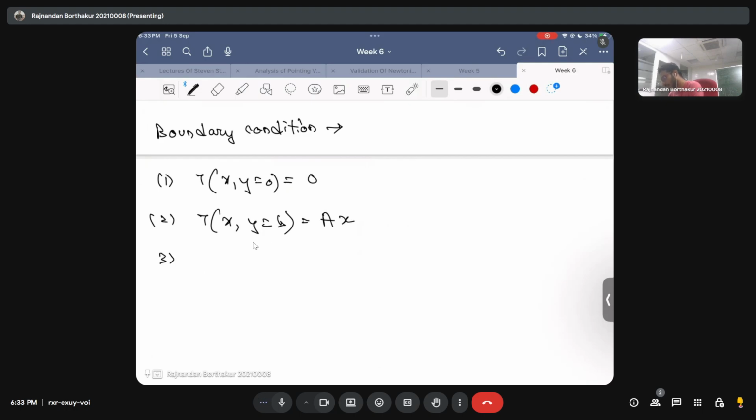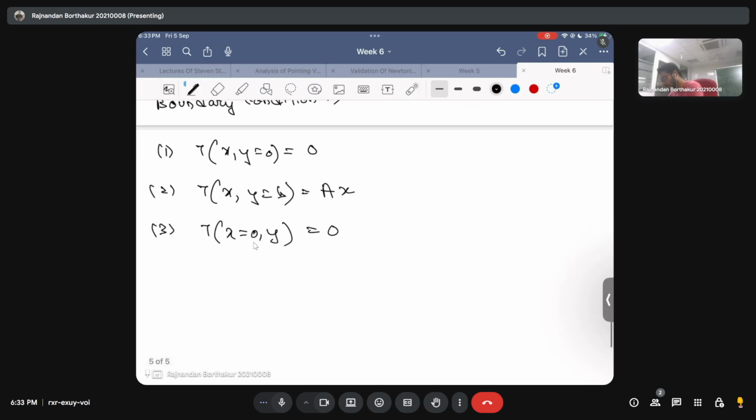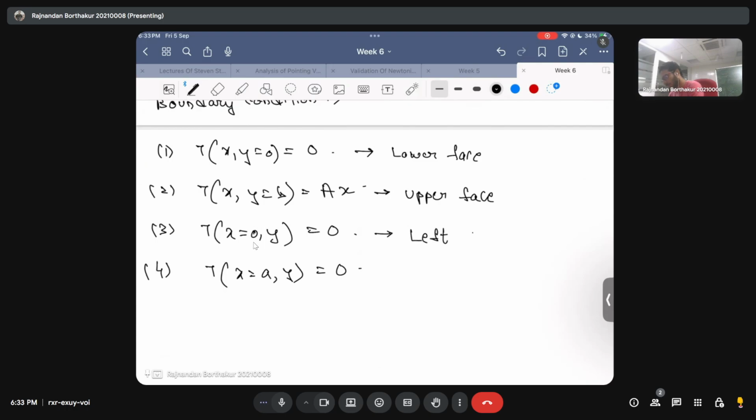For the right and the left face we have T for x equal to 0, for all y, equal to 0, this is the left face, and T for x equal to a, for all y, is also equal to 0, this is for the right face. Okay, so just to clarify, this is for the lower face, this is for the upper face, this is for the left face, and this is for the right face.